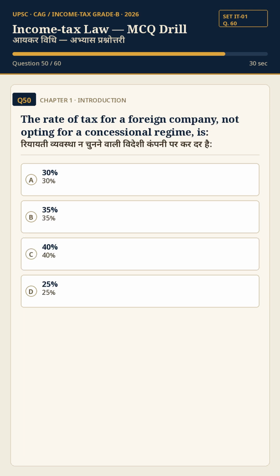Question 50. The rate of tax for a foreign company not opting for a concessional regime is: the correct answer explanation. A foreign company is taxed at 35%.